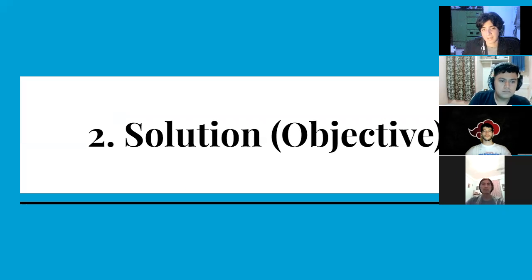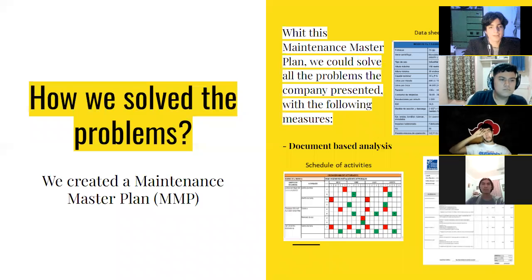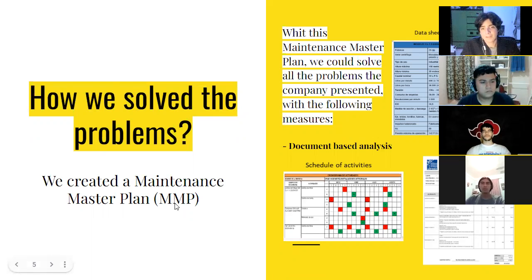Second, the solution. How do we give a solution to these problems? We created a maintenance master plan, MMP. With this maintenance master plan, we could solve all the problems in totality that the company presented with the following measures. First, we started a document-based analysis in which we analyzed every aspect of the documents in the company, and we could find three measures that we need to apply.